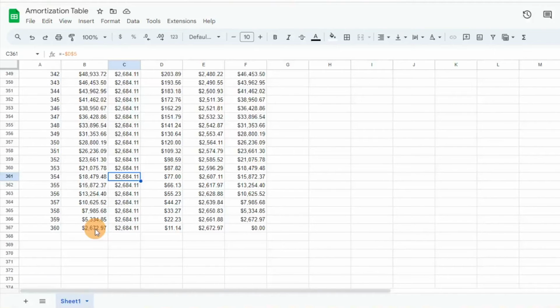So our very last payment, we're still going to make that $2,684 payment. And we know that this is right because it should all balance out and it should be $0. And that's really when we know that we've landed on the correct numbers here.